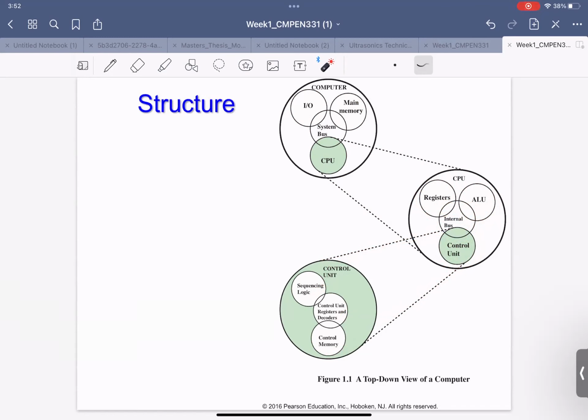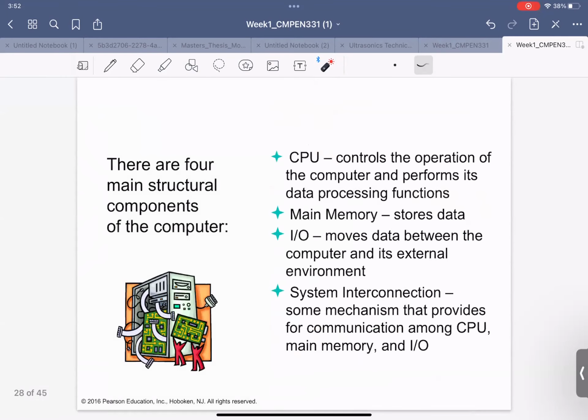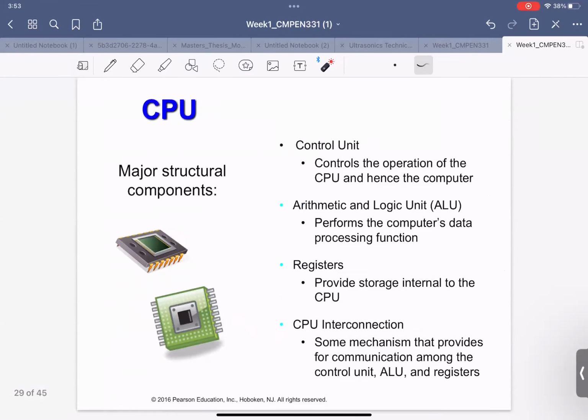Again, we will design the whole thing by ourselves. You will design the registers, the control, the ALU, all of these things. So no worry about that. You will design it in detail. The CPU just controls, of course, the operation of the computer. We have a main memory as a storage place. We have input outputs that just move the data between the computer and the external interfaces or environment. And there is, of course, an interconnection that will connect all of these things together.